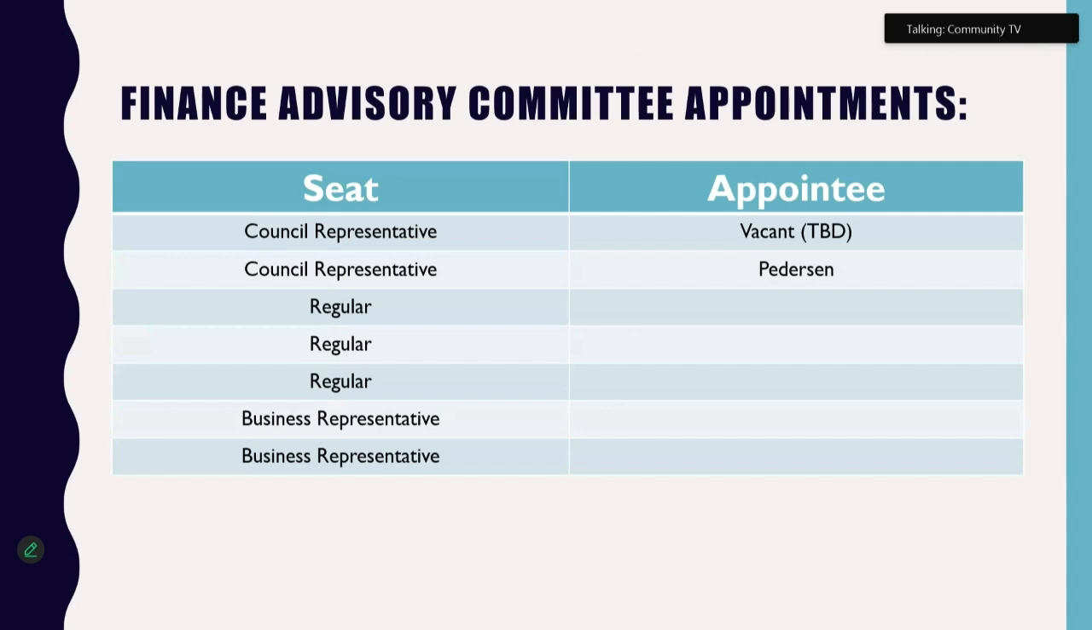So one thing to note is one of the council seats on this group is currently vacant as it was filled by former Mayor Brooks, and we'll be going over that appointment at the last item for tonight's meeting. So it says vacant, but we will address it later on this evening for the council seat. So at this time, we're just looking for the 3 regular members and then confirmation of the business representatives.